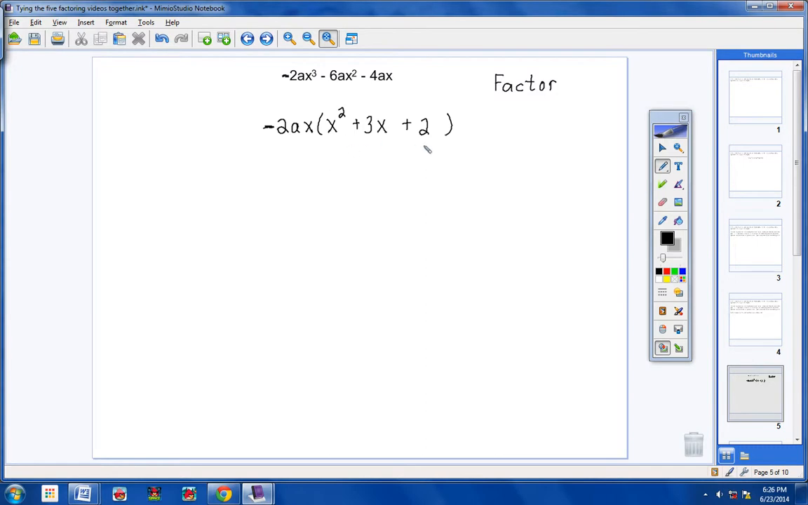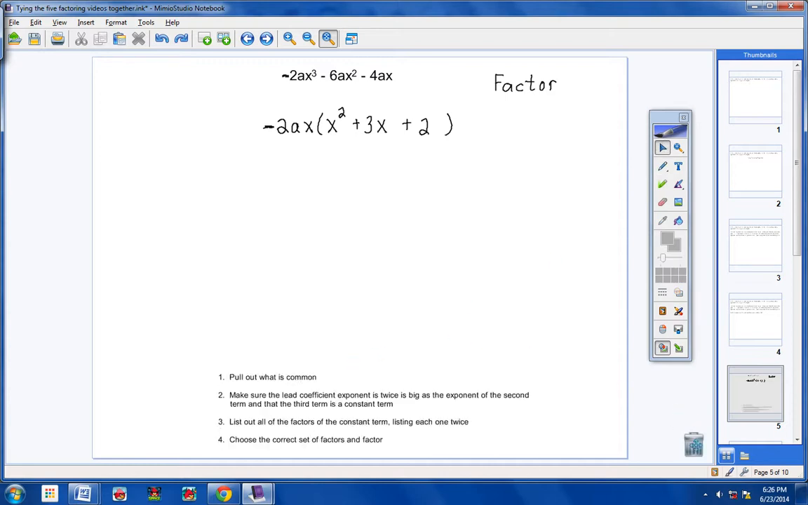Look at what you're left over with. Are you left over with a binomial or a trinomial? Well, a trinomial. Does it have a lead coefficient of 1 or does it not have a lead coefficient of 1? Well, it has a lead coefficient of 1. So if you'll look in your notes from days gone by, you will see here are the steps that I gave you.